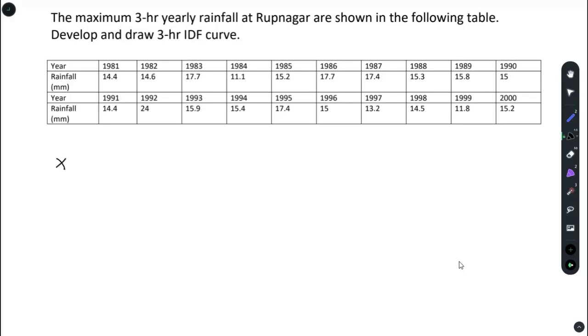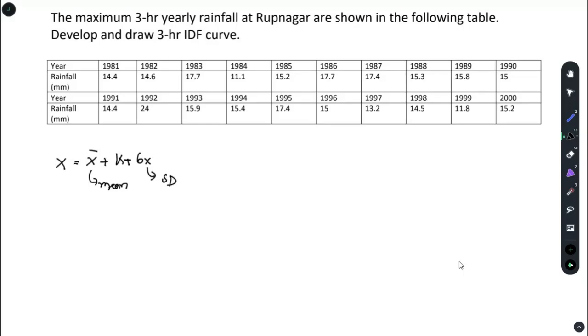So for a particular return period, let's say T, we will have a rainfall intensity, let's say X, and that would be equal to X bar plus KT sigma X. Here X bar is the mean of the sample, and sigma X is the standard deviation of the sample.